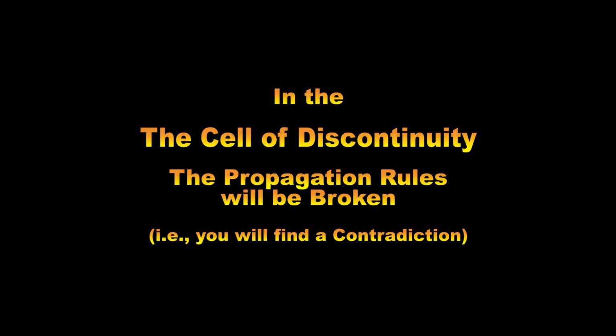One of the easiest ways to identify a DL is by applying the propagation rules, because in the cell of discontinuity, you will see that the prop rules are broken. In my opinion, probably the best reason to learn the prop rules at all is to help you identify discontinuous loops. You can, of course, identify DLs without using the prop rules, but I do think that the rules can help you recognize them a little more quickly.